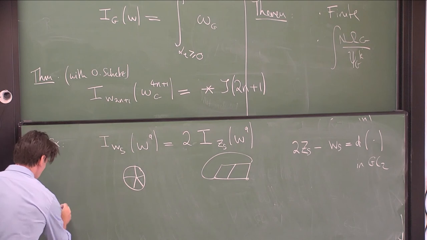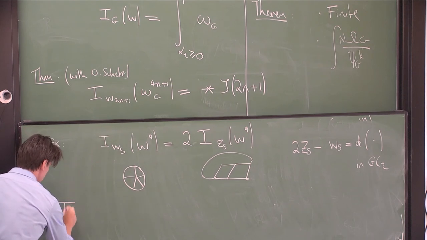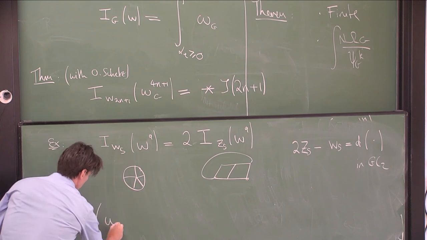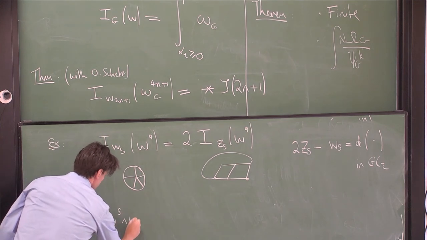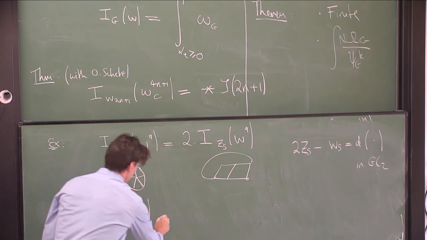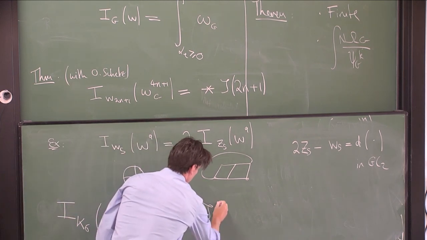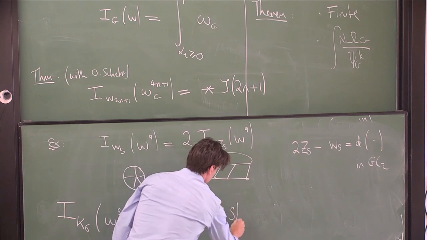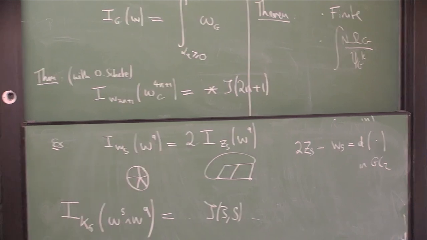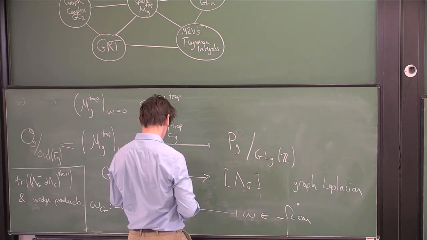And fascinatingly, Schnetz and Borinsky calculated the canonical integral on the complete graph with six vertices, omega 5, which is omega 9, and they found an interesting multiple of beta 5, which is of course connected to GRT. But I think I've done everything on this board.